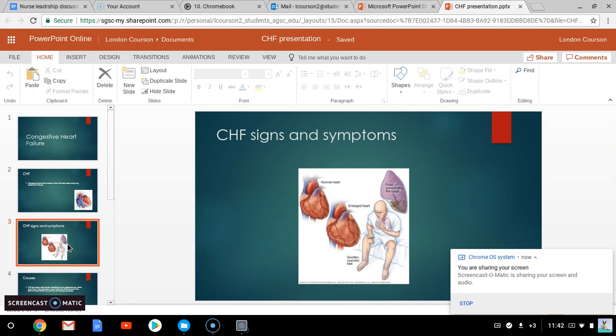This is a picture of some signs and symptoms. With congestive heart failure, most of the time you have an enlarged heart, which causes swelling and can cause fluid in the lungs.